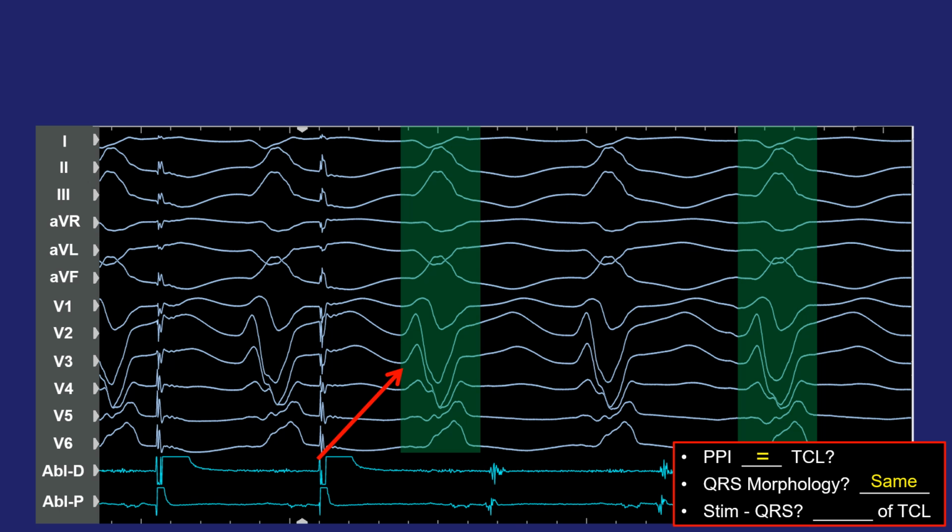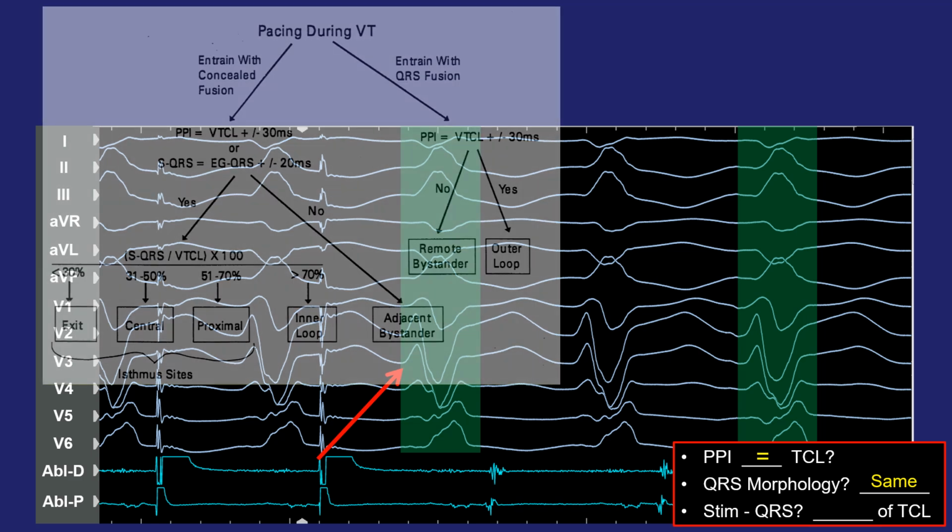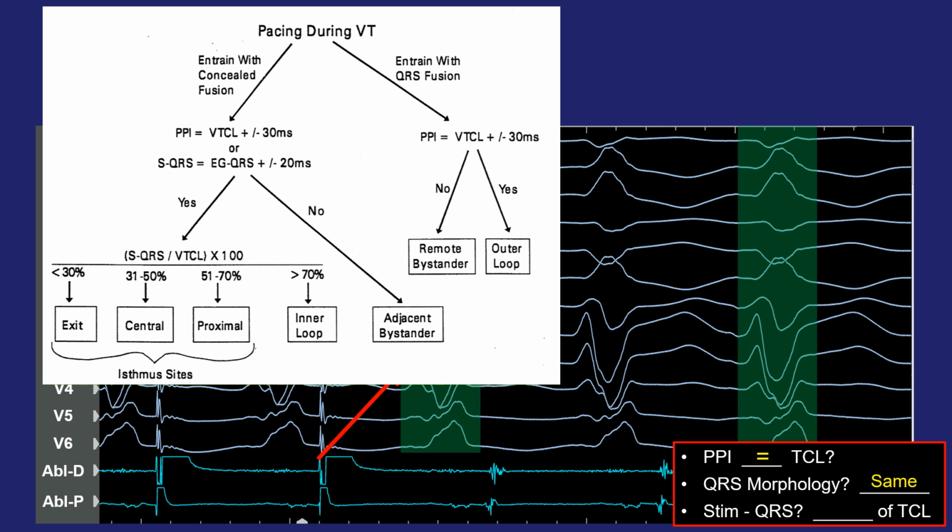And then the last question is, what is the stim to QRS timing? Because remember, this algorithm that we talked about, where you figure out that you have the same morphology, that's entrainment with concealed fusion, right? And once you figure out that your post-pacing interval is the same as the VT cycle length, they give you a fudge factor of 30 milliseconds. That's if you have a little bit of decrement by pacing a little faster. Ideally, it'll be identical, but sometimes you do see decrement, so it may be slightly longer.